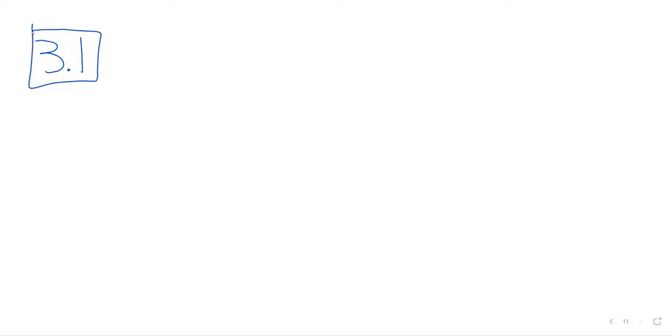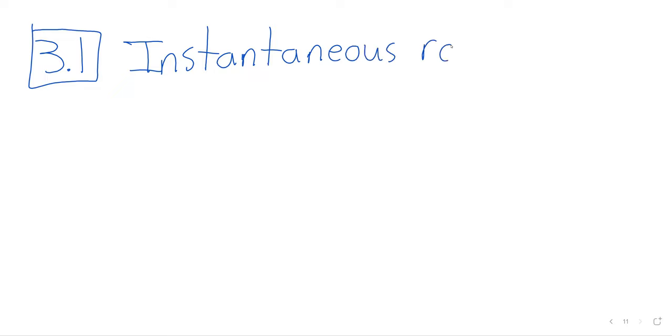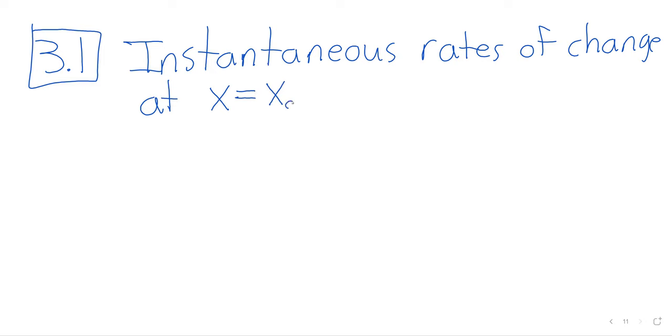So after a kind of long detour with limits, we're back to instantaneous rates of change. And we're interested for the moment in instantaneous rates of change at particular values. Like we could have a function f of x and want to know its instantaneous rate of change at 2, something like that.